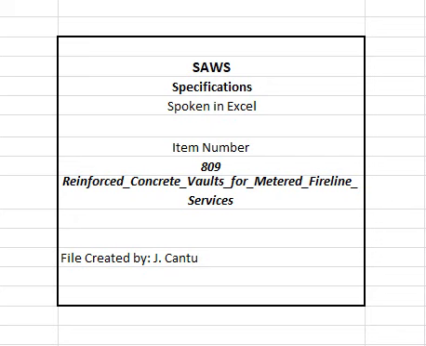809.7 Measurement. Reinforced concrete vaults, cast in place or precast, shall be measured by the unit of the various sizes. 809.8 Payment. Payment for reinforced concrete vaults, cast in place or precast, for metered Fireline services will be made at the unit price for each size vault installed.